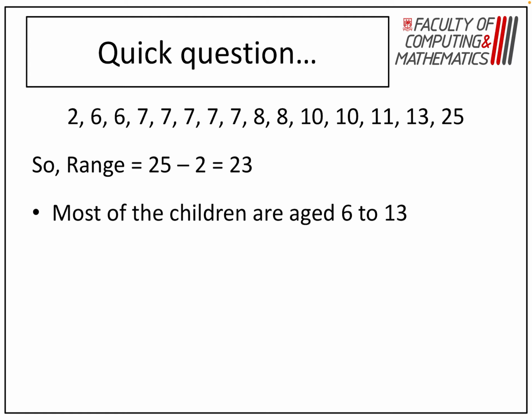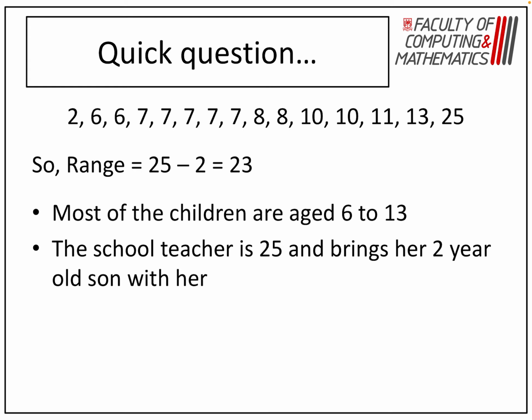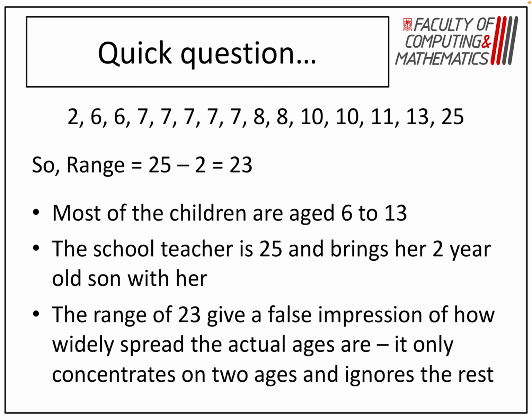So most of the children, if we look at them, are aged 6 to 13. The school teacher is the one who is 25, and she brings her 2-year-old son with her. So it's actually her 2-year-old son that is 2. So they don't really give us a representation of the school pupils who are actually part of that group. So the range of 23 gives a false impression of how widely spread the actual ages are. It only concentrates on 2 ages, and it just completely ignores the rest. So in this case, it uses the teacher's age and her son's age and completely ignores the pupils' ages.